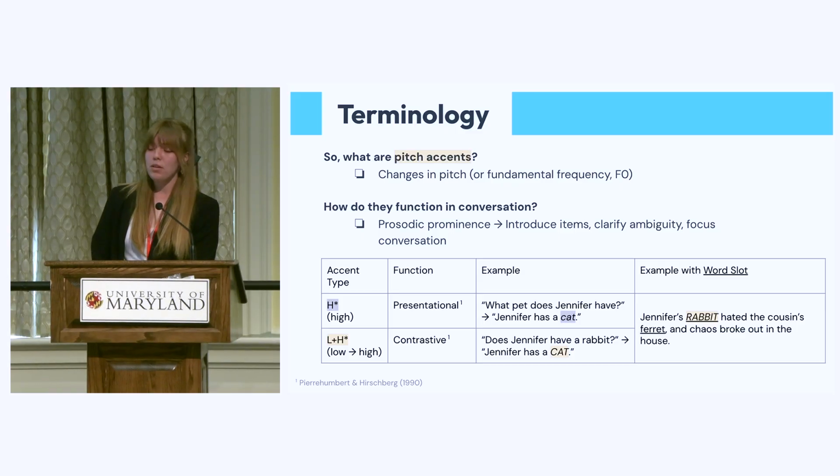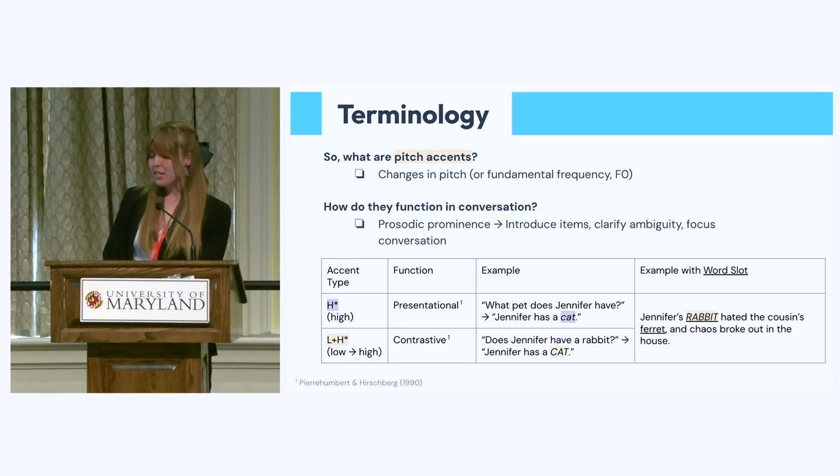In the current study, we'll be using contrastive pairs within short narratives. So here the context section of a narrative might be, although Jennifer owned both a cat and a rabbit, the two pets got along great with each other. There wasn't a problem until her cousin visited and brought along her ferret and bird.